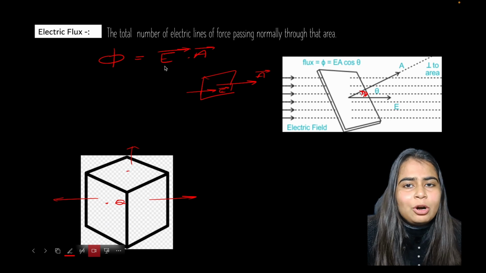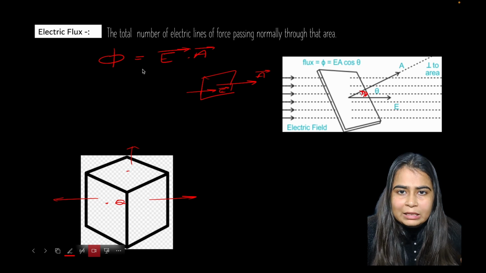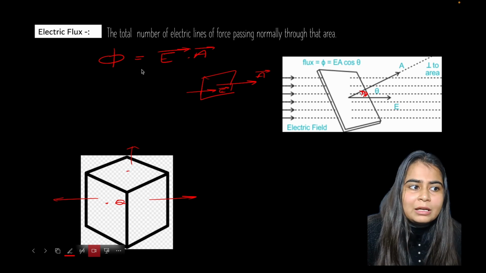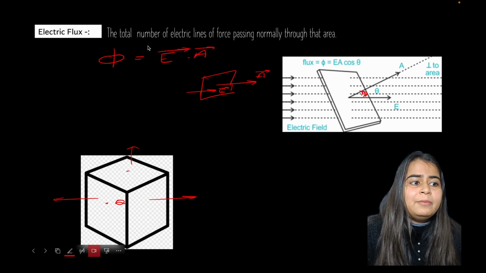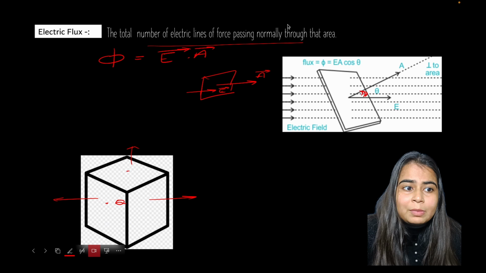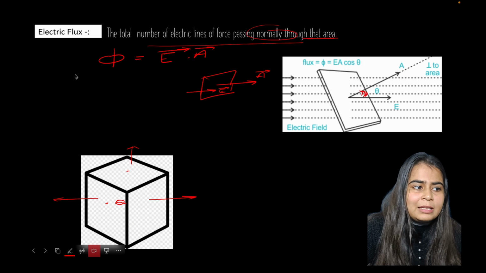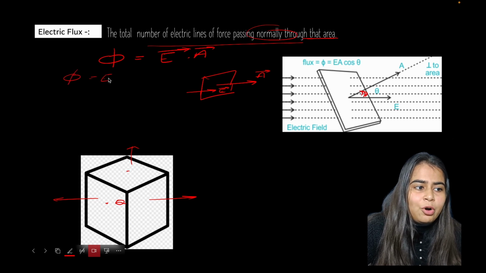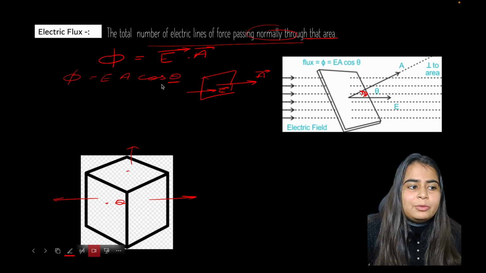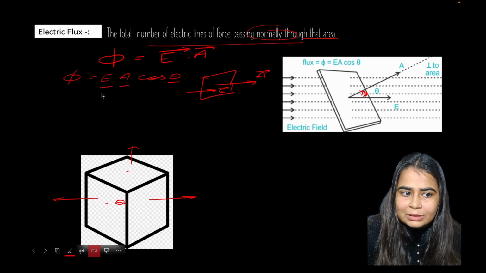And what does this dot product denote? It denotes how many electric field lines are passing normally through that surface, right? Which simply results in the given definition, as you can read from the screen: the total number of electric lines of force passing normally through that area. Further, I can write this as E A cos theta, and this theta denotes the angle between the electric field lines and the areal vector. I hope it is clear to you.